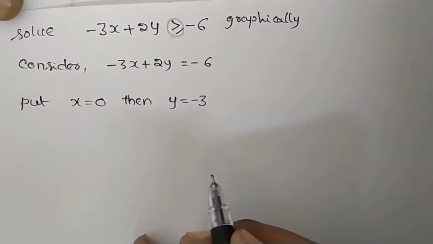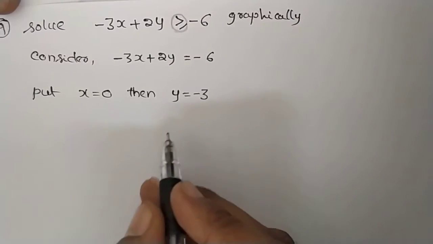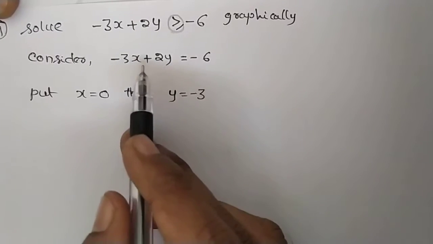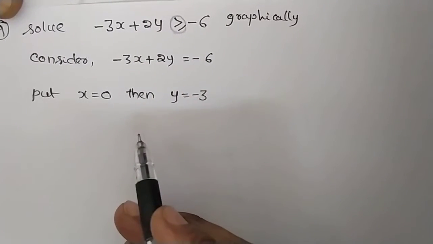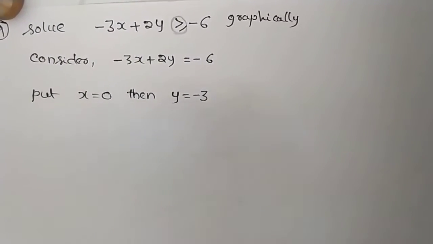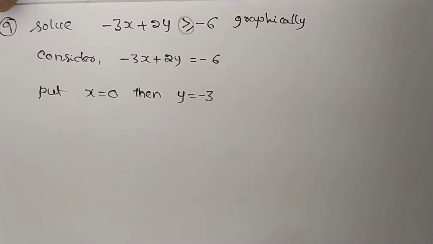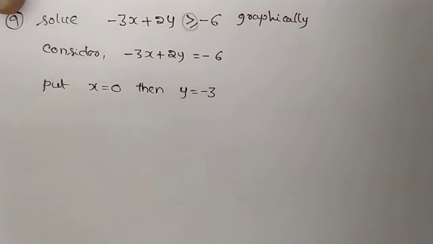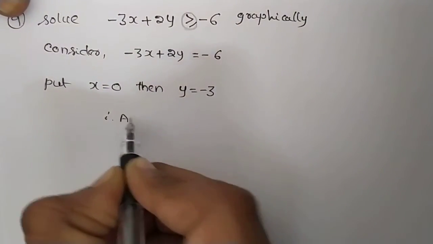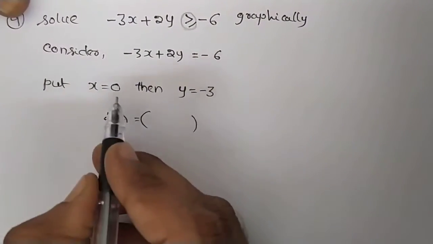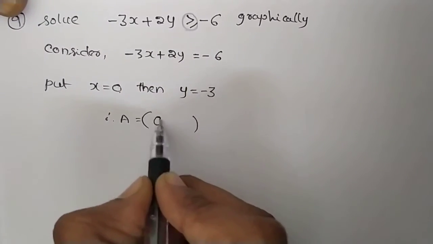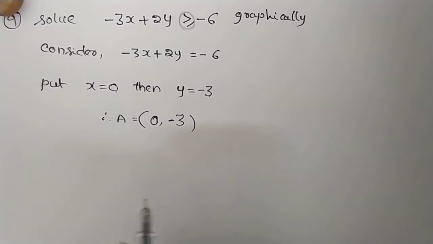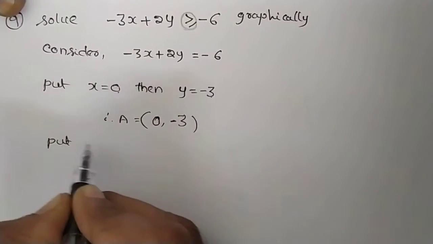I already told you in the previous class itself that if we do substitutions and simplification, then the problem will be very lengthy, so I am avoiding those steps. If you want to simplify, you can simplify. Therefore, the point A will be x comma y, 0 comma minus 3.